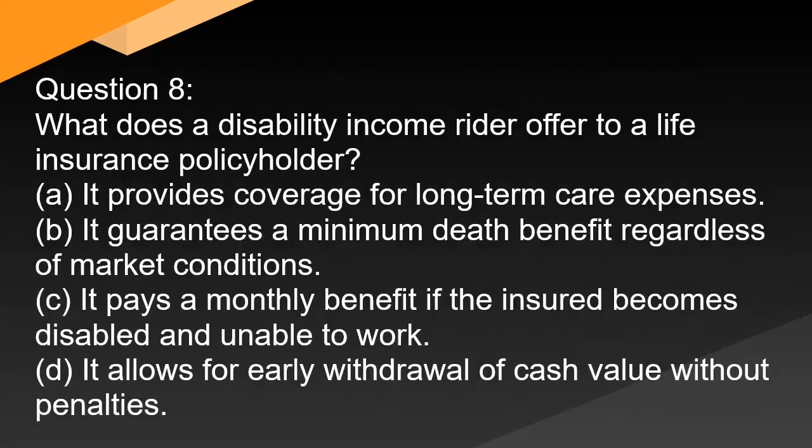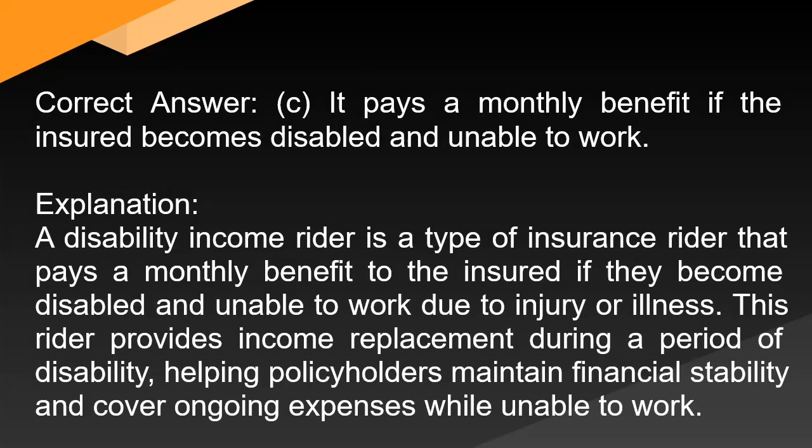Question 8. What does a disability income rider offer to a life insurance policyholder? Correct answer. C. It pays a monthly benefit if the insured becomes disabled and unable to work. Explanation. A disability income rider is a type of insurance rider that pays a monthly benefit to the insured if they become disabled and unable to work due to injury or illness.